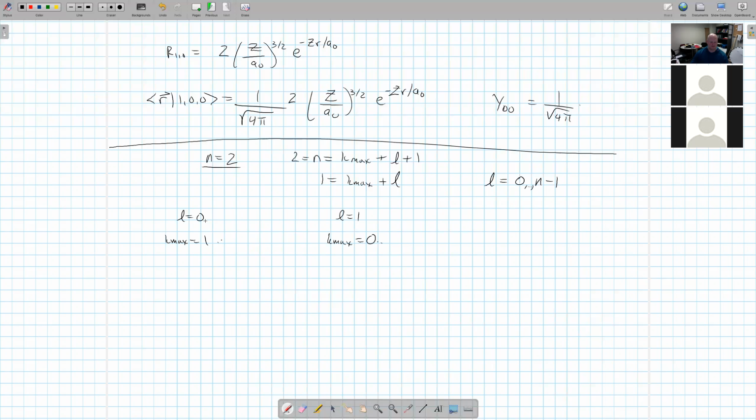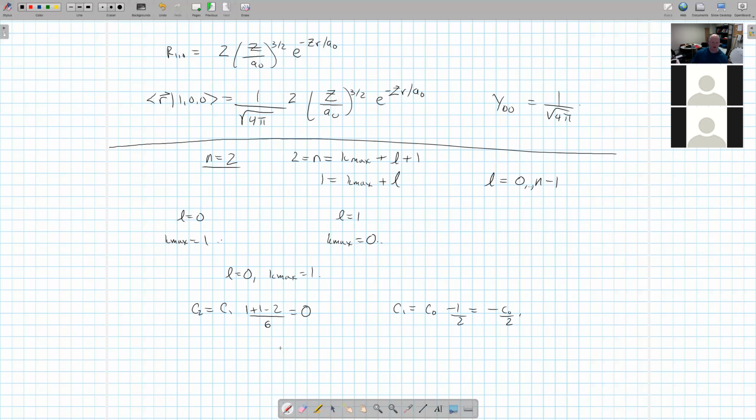So let's look at this case first. K max is equal to 1 when L is equal to 0. So we have L is equal to 0, K max is equal to 1. In this case, we have C2 is going to be equal to, using the recursion relation, C1 times (1 plus 1 minus 2) divided by 6, which is equal to 0, which means C2 is going to be equal to 0. C1 is then related to C0 by C0 times negative 1 divided by 2, which is then equal to minus C0 divided by 2.